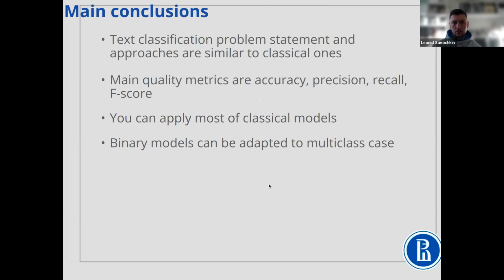Okay, so this is what we've spoken about for now: we defined how we can treat text classification problems and what types of text classification problems we are usually dealing with. We've discussed main quality metrics, which are the same as for other classification tasks. And most of the classical models that you're familiar with can be applied to NLP classification problems if you construct properly the feature space for these tasks.